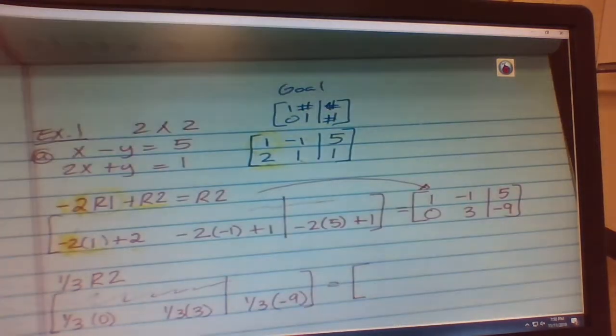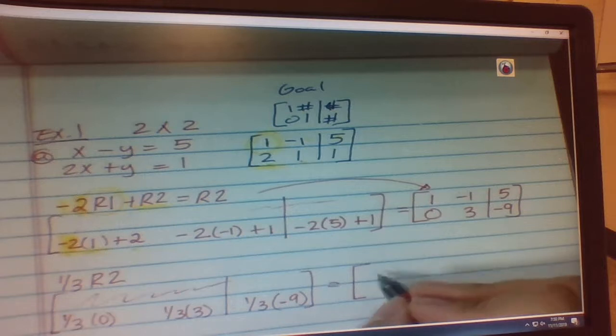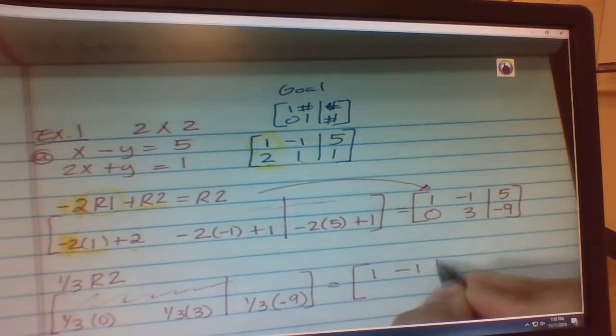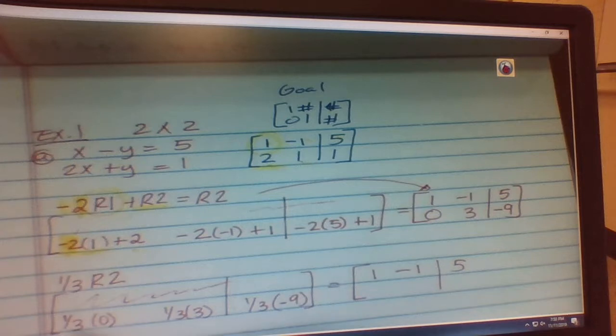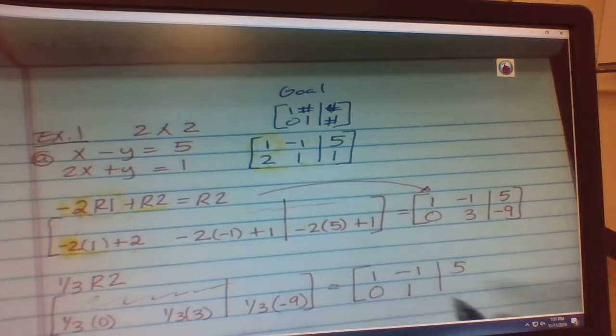Did I do anything to row 1 in this problem? No. Where did you get the 1/3? The reciprocal of 3, because of the notes we wrote at the beginning: to make a 1, you multiply by the reciprocal of the number you're trying to make a 1. So 3 over 1 becomes 1/3. We didn't do anything to the top row, so it stays the same. 1/3 times 0 is 0. 1/3 times 3 is 1. 1/3 times negative 9 is negative 3.